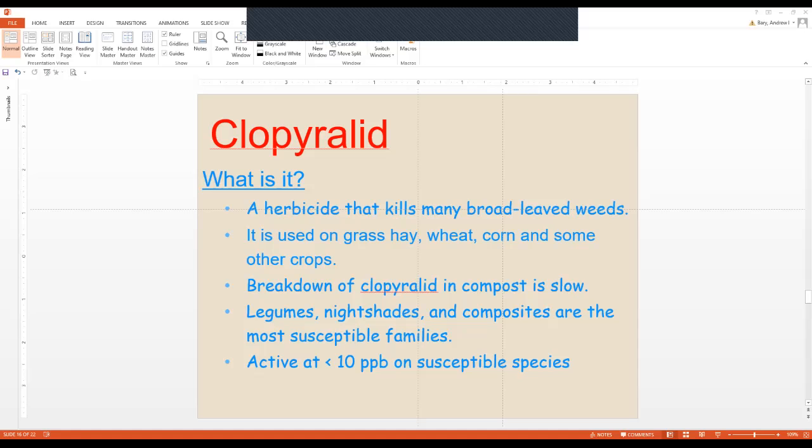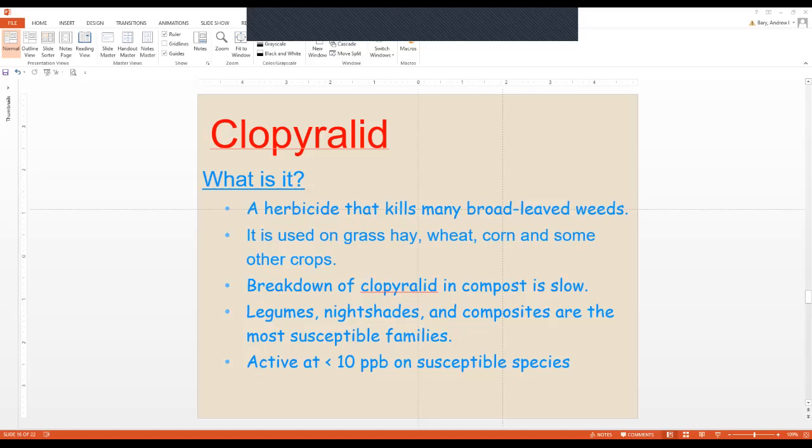On the label, it says you should not use material treated with this as compost material, but that doesn't mean it always happens, because we have contamination from it. Clopyralid is very slow to break down in compost, and it's active at very low concentrations. It controls legumes, nightshades, and composites. Those are the most susceptible, so these are the ones where we'll see most problems when you use compost. Legumes would be peas and beans, nightshades would be tomatoes, and composites would be something like lettuce.